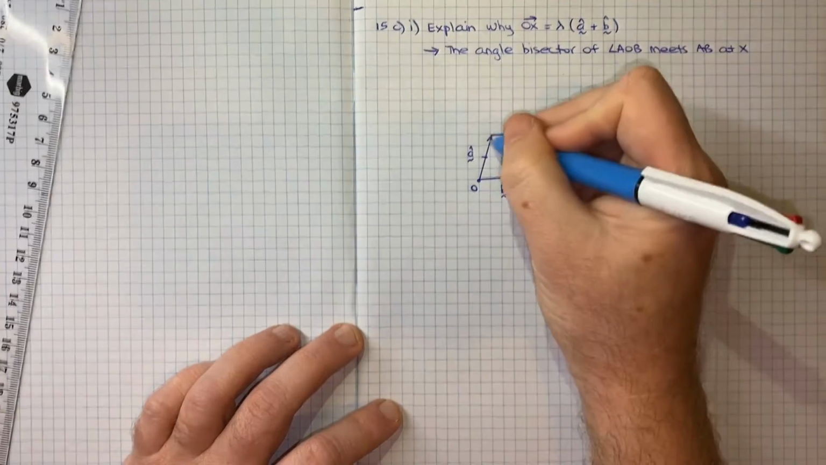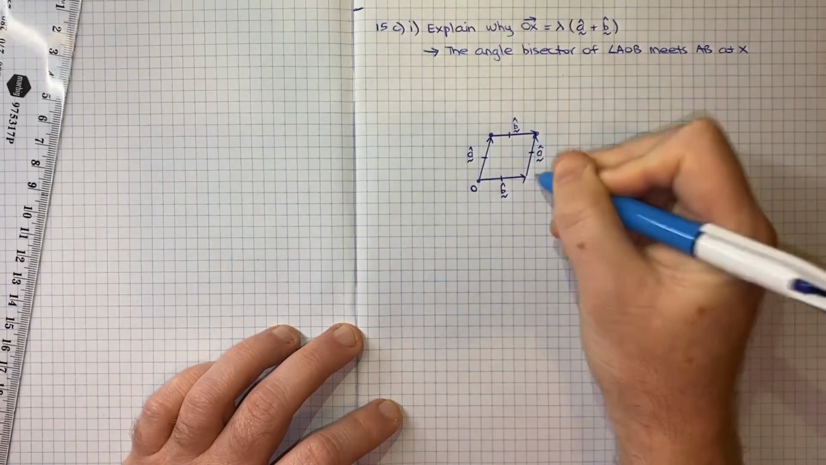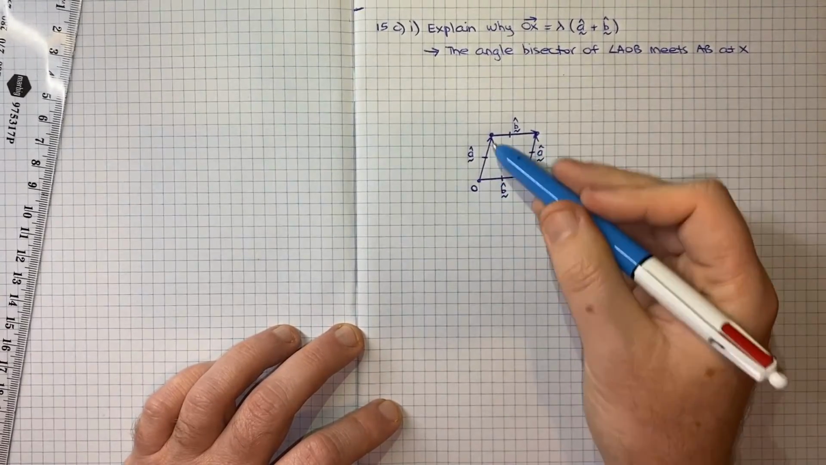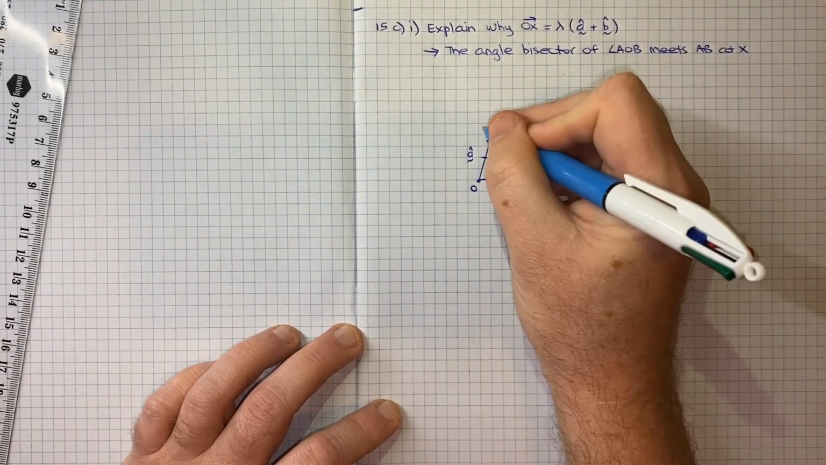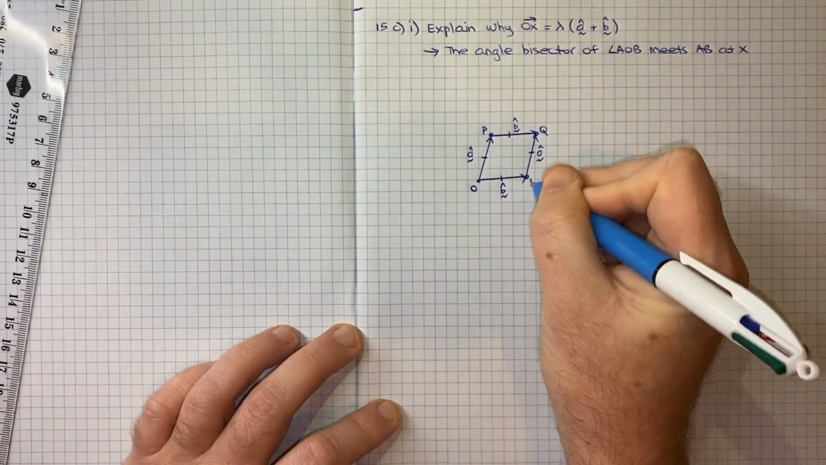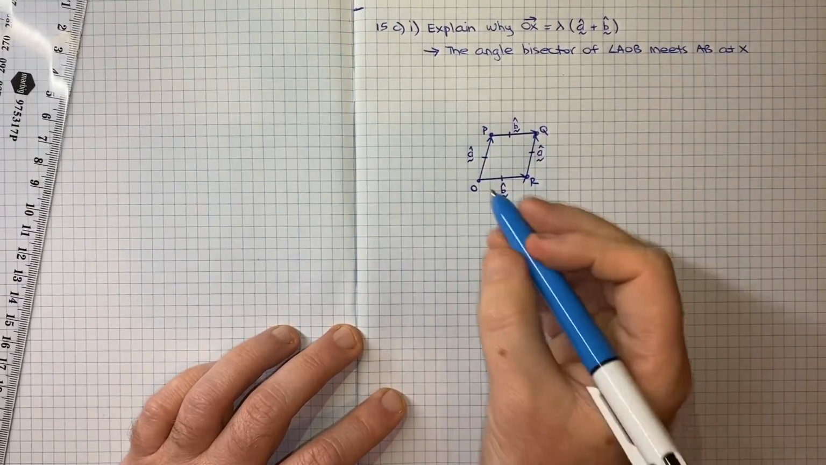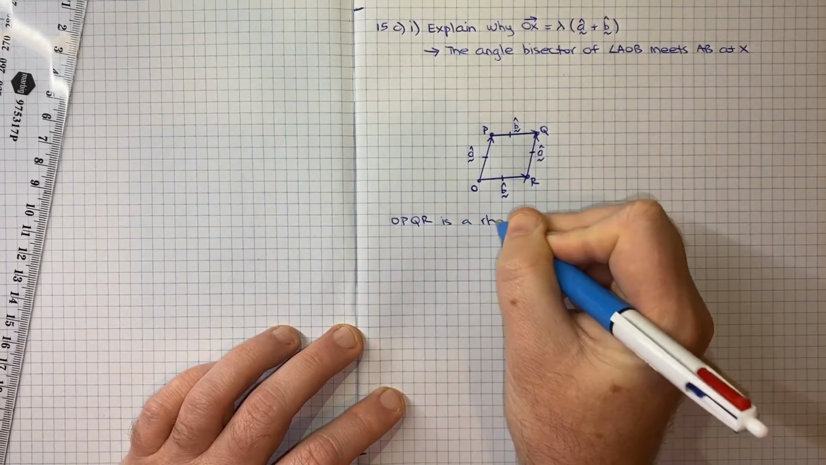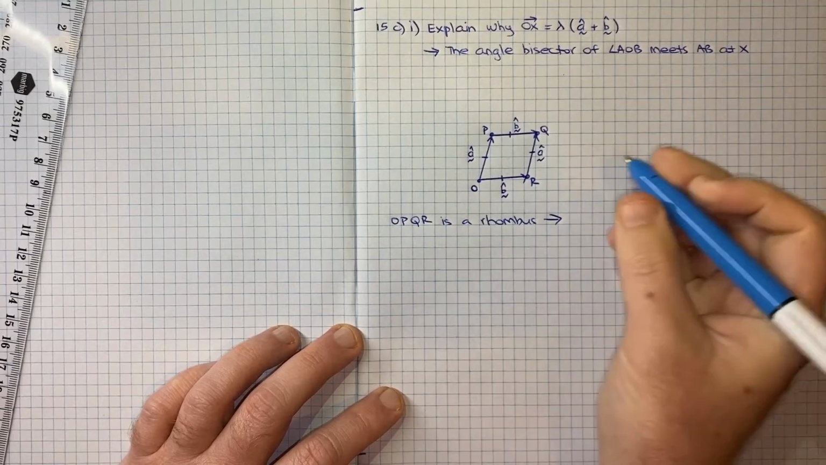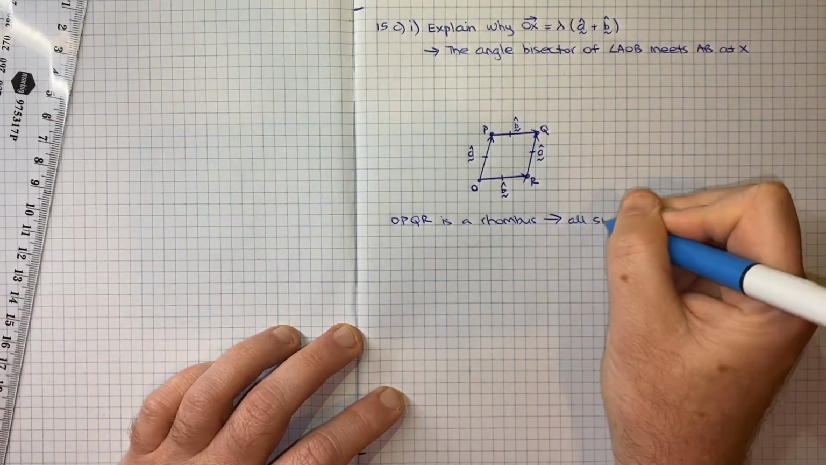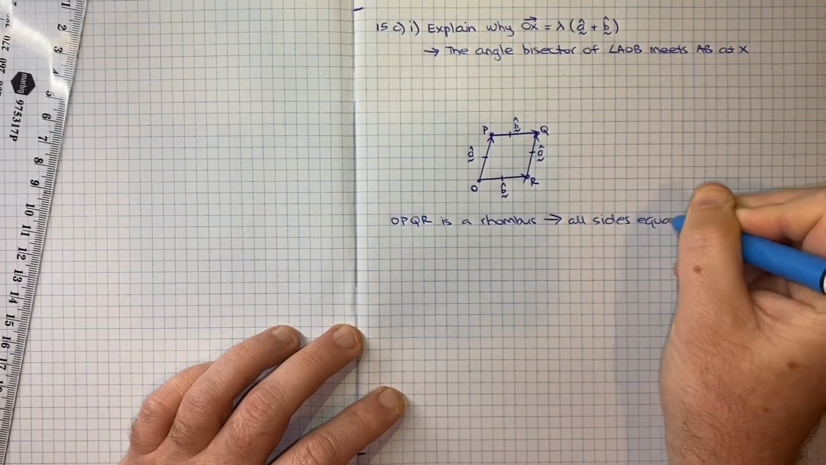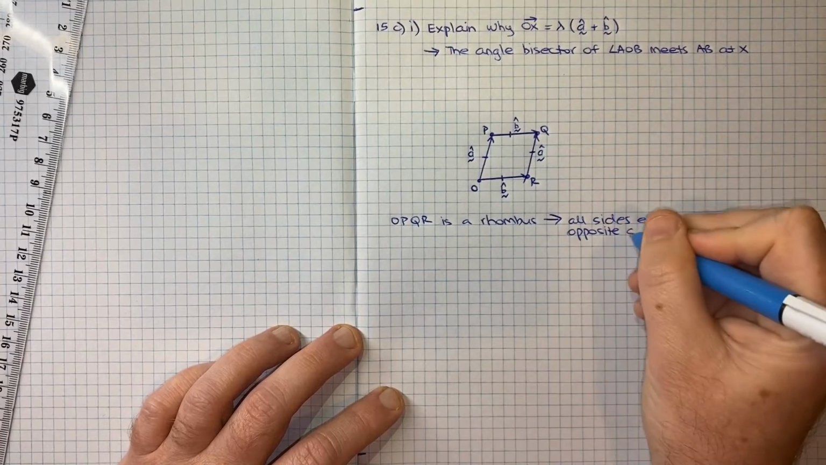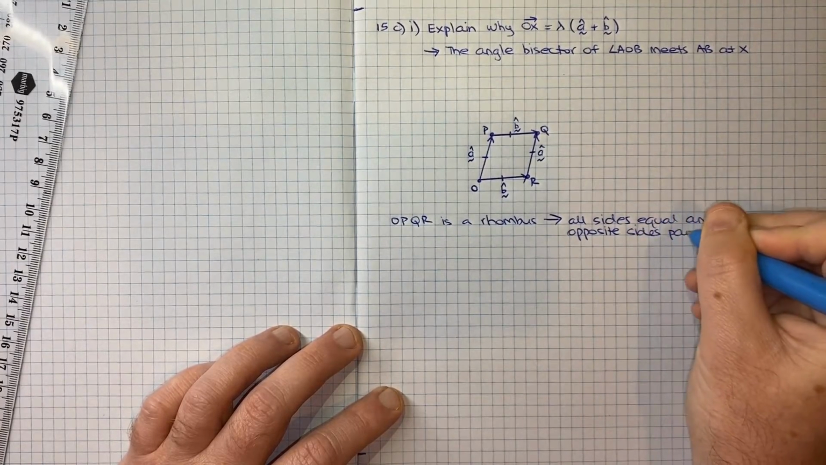So to help refer to things, I might just define these points. We can't really use A, B, or X, so I might just continue with the alphabet. So if we go O, P, Q, R. So the first thing we can note is that OPQR is a rhombus, and that's because it's got all sides equal and the opposite sides are parallel.